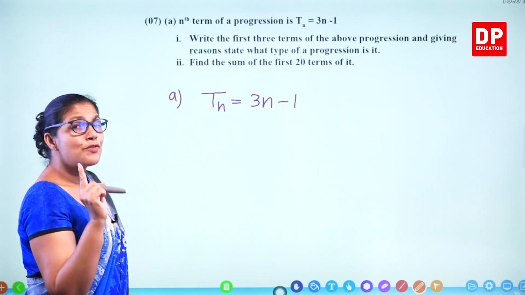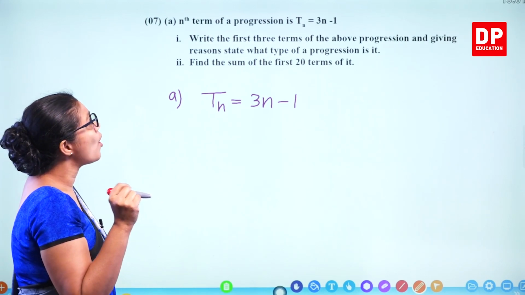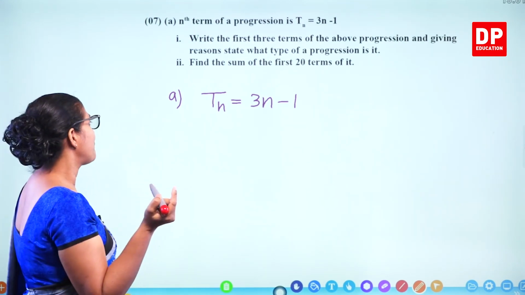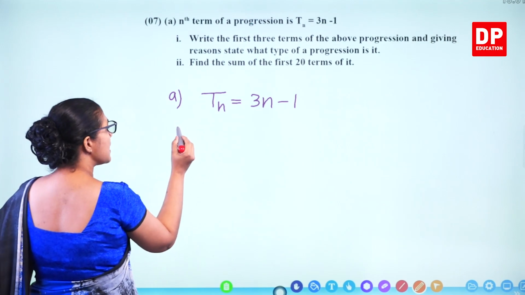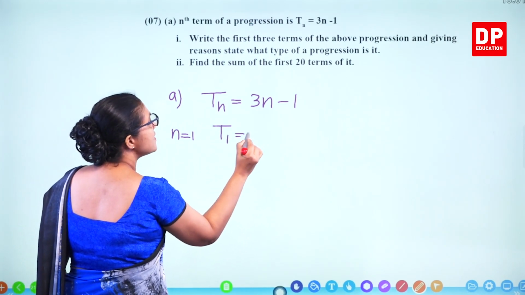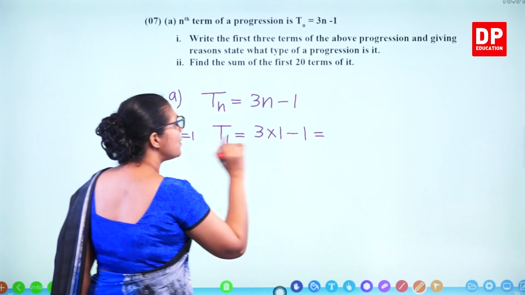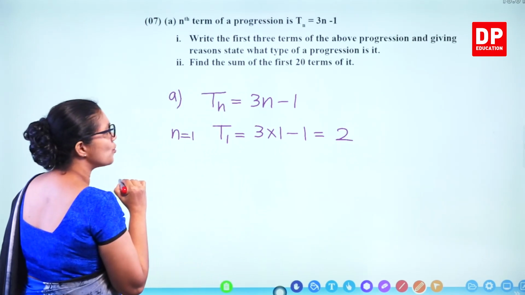And write the first 3 terms of the above progression and, giving reasons, state what type of progression it is. So we can find the first term. That means n equals 1. T1 is 3 into 1 minus 1, 3 minus 1, that's 2.